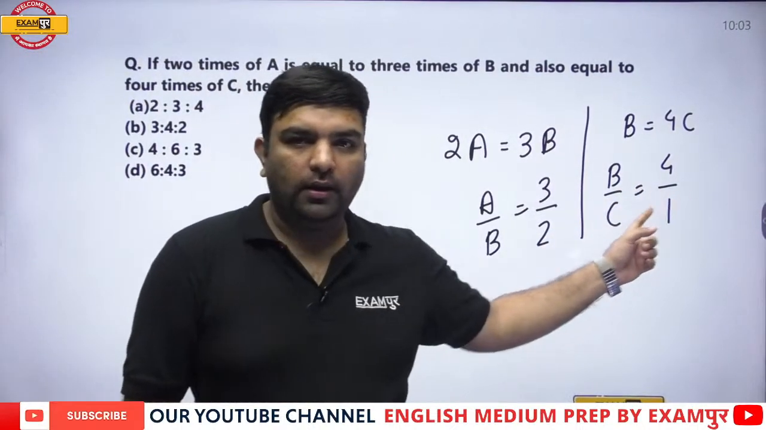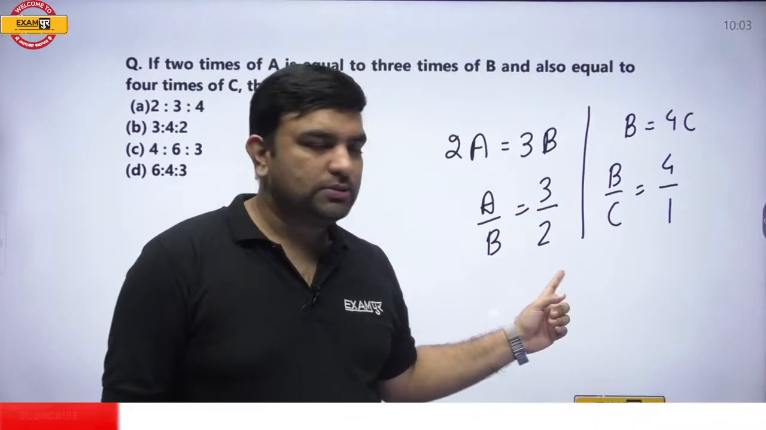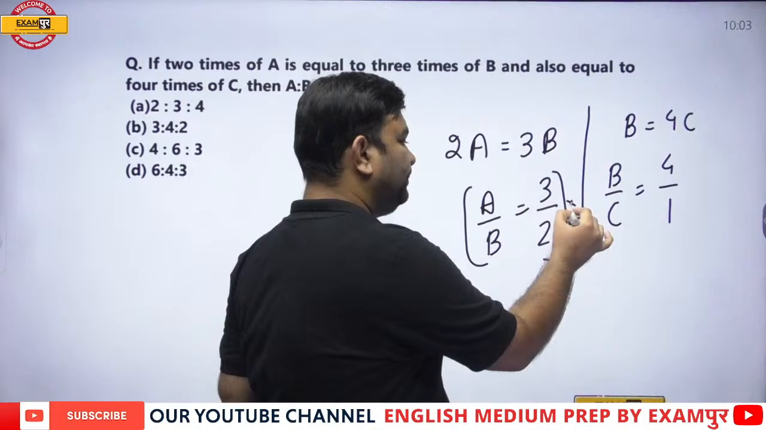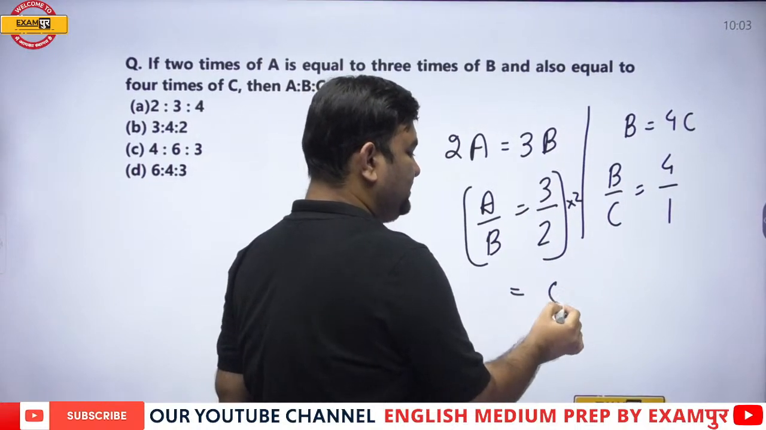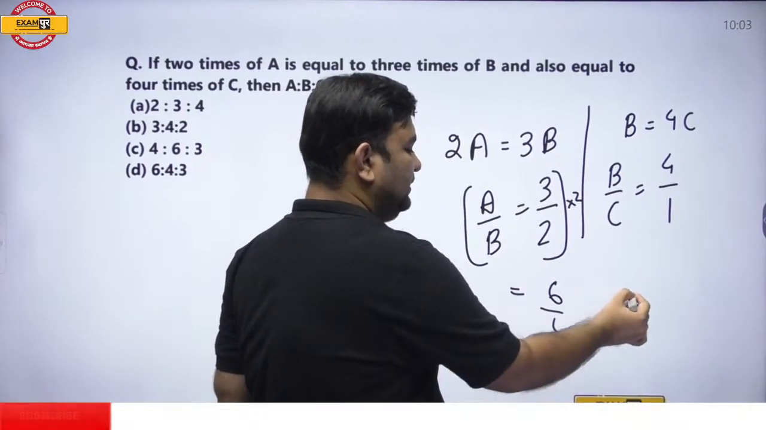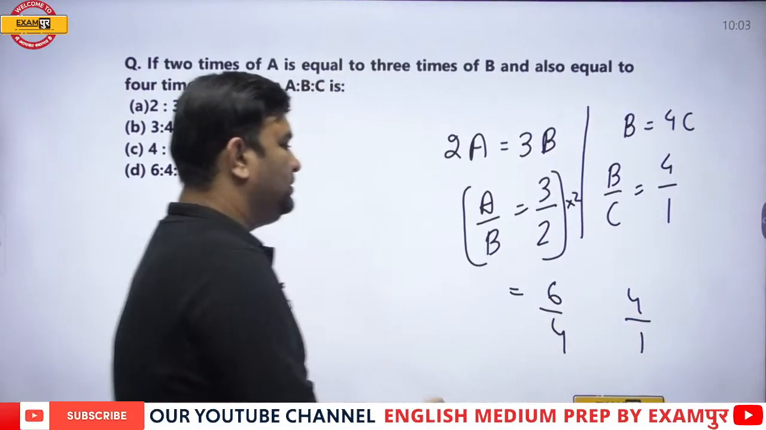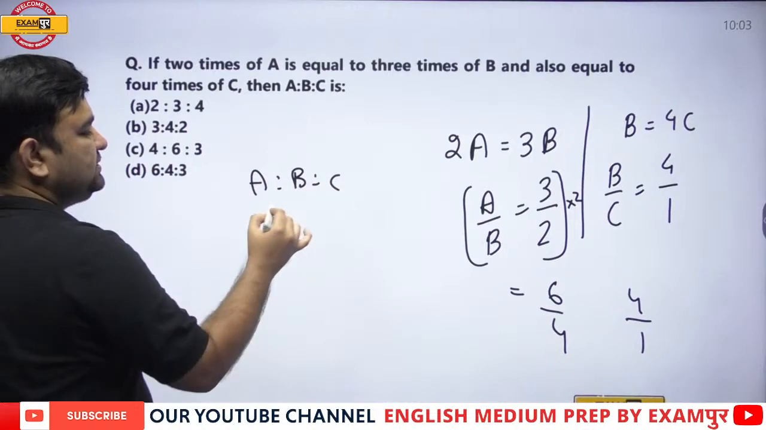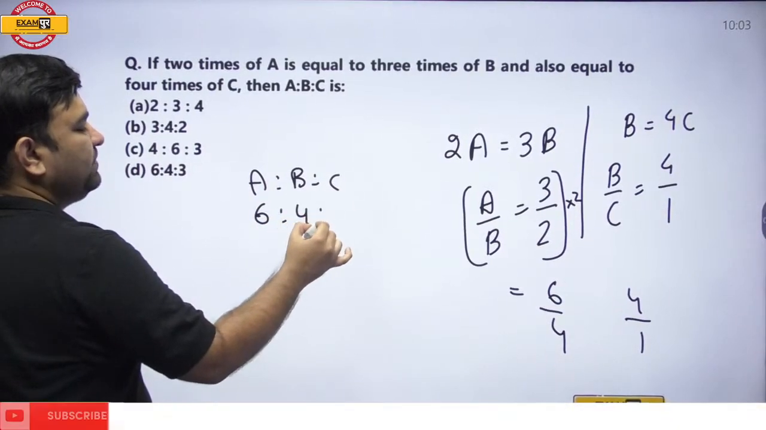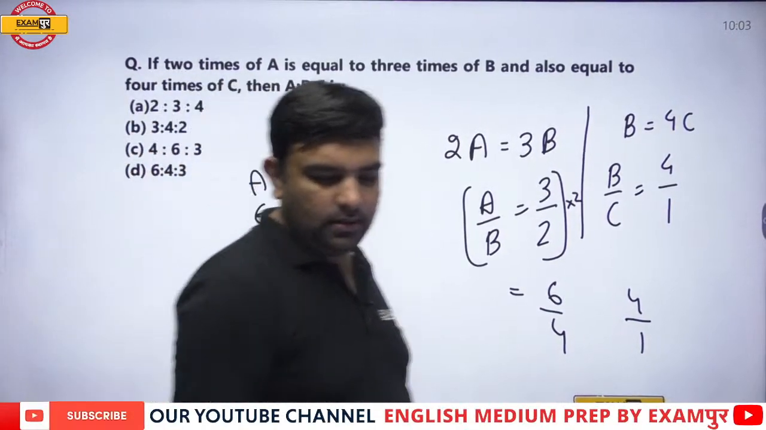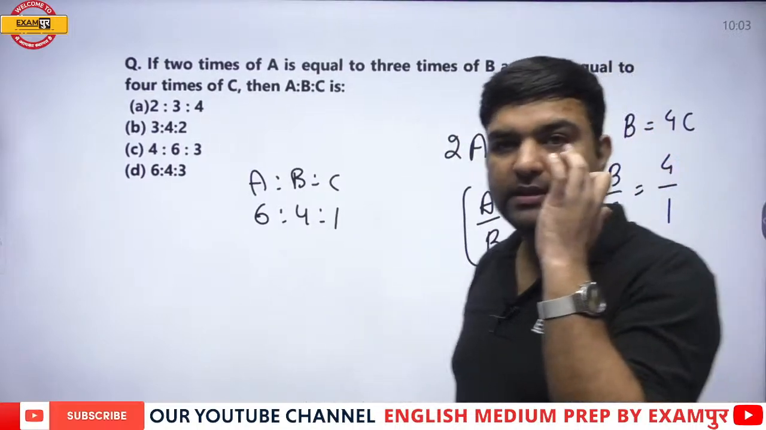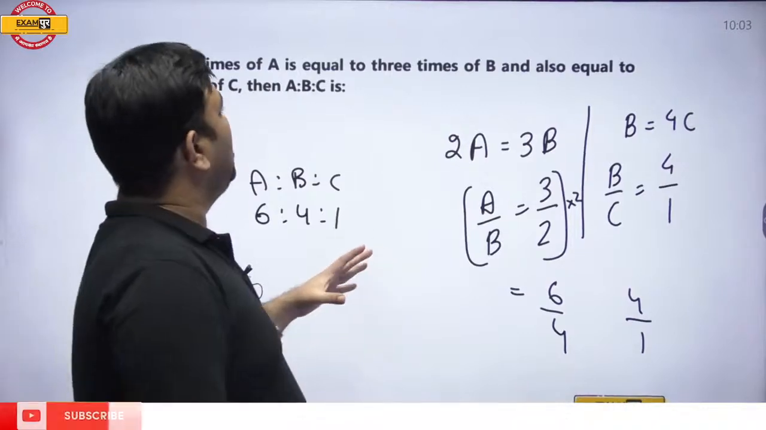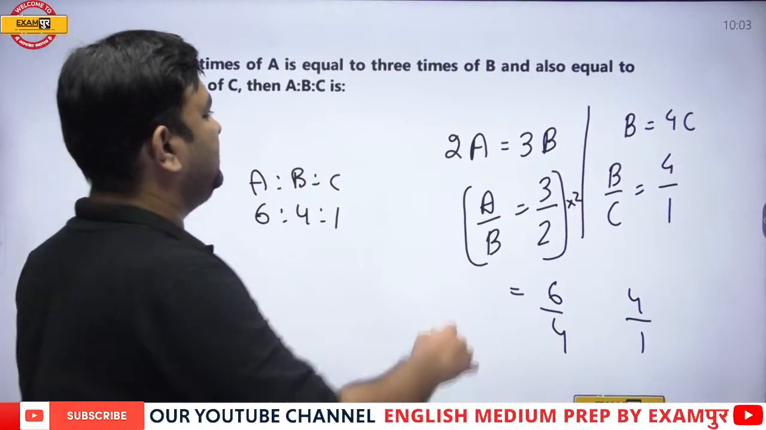B is 4 here, B is 2 here. So make it 4, multiply by 2. So it is 6 by 4 and this is 4 by 1. So A, B, C is 6, 4, 1. From this logic, that B is equal to 4C.